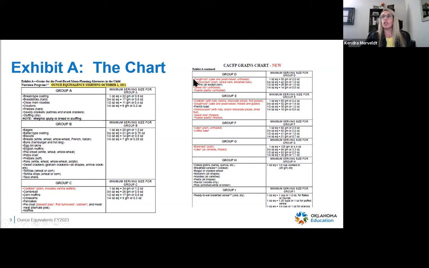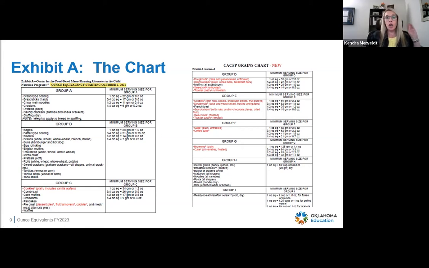Just a reminder, those items that are listed in red are grain-based desserts. Those cannot be served. Where it says group A, it says 1 ounce equivalent equals 22 grams. It used to say 1 serving. So this is where you'll see the changes. If you have a chart that still says serving on it, you do need to disregard that because we no longer use that. If you're using that chart, you will probably not be serving enough.